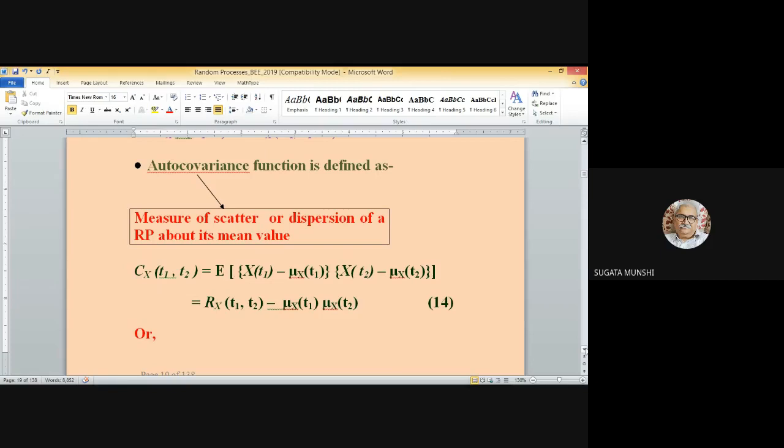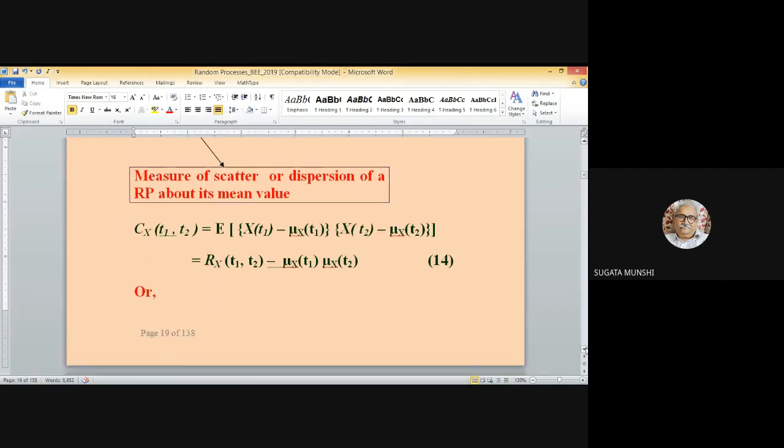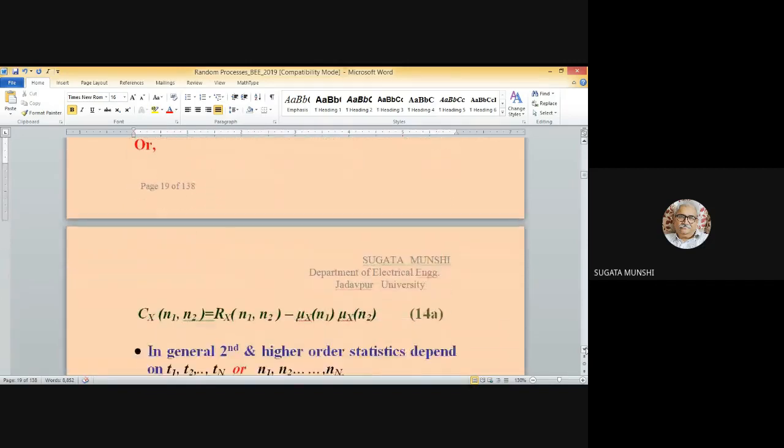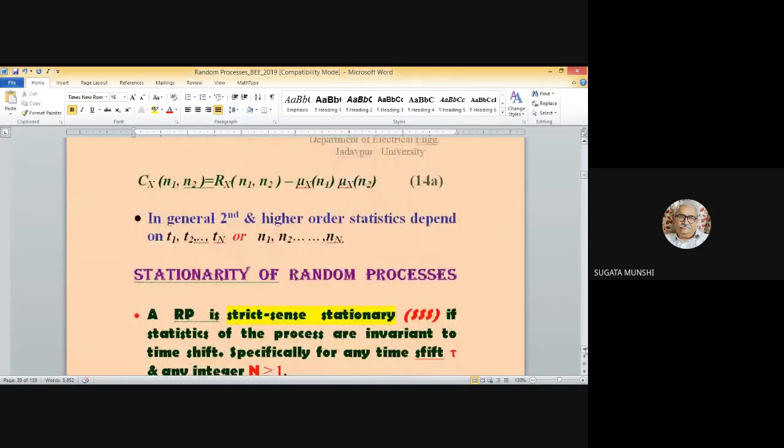Now let's complete this part. I hope you have written up to that equation. That is the case for the discrete time random process. So what has been noted here is that in general, the second and higher order statistics depend on the choice of the instances t1, t2, t3, up to tn, or small n1, small n2, in this way up to small n, unless there is something special.